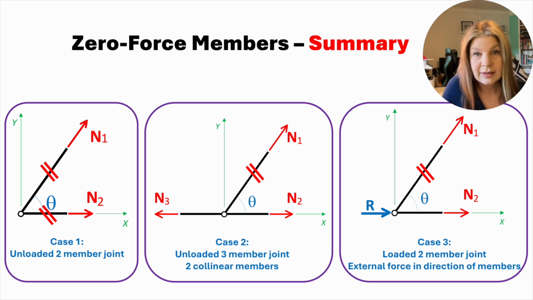The first one is you have an unloaded joint with two members, they're not collinear, they're both zero. The second case is an unloaded joint with three members, two of which are collinear. The member that is not collinear is a zero force member. And the third case, we have two members, however, this joint is loaded, and that load, be it a reaction or an external force, is collinear with one of those members at the joint. In this case, the member that is not collinear with a force is going to be a zero force member.